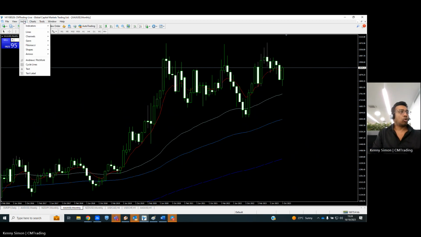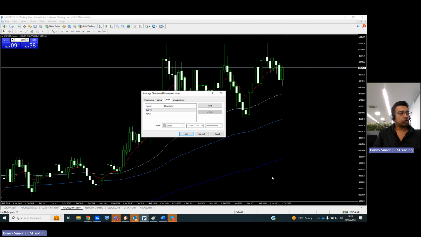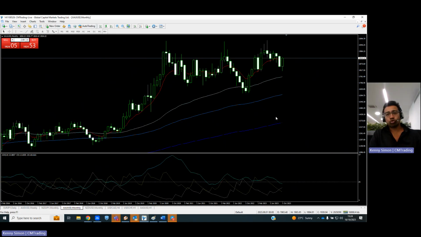Now, I'll also apply the use of the average directional movement index, also known as ADX. This is a trend strength indicator. I've also applied the level 25 on there, and we're looking at only this blue line right here. If that blue line is above 25, it does not depend on what trend the market is on, whether it's an uptrend or a downtrend. It just indicates the strength of that current trend.